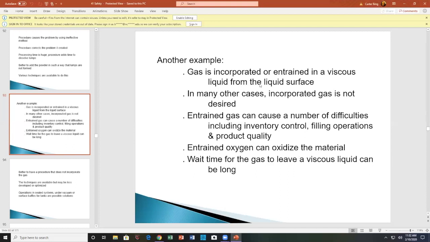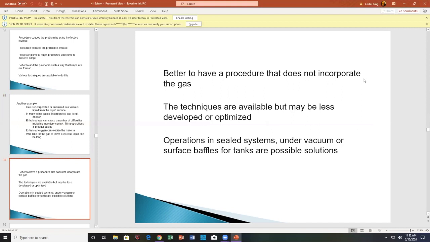So you establish the fact that you're not going to create this problem to begin with, right? So it's better to have a procedure that does not incorporate gas. Techniques are available, though they may be less developed or optimized. For example, operations in a sealed system, under vacuum, or with surface baffles. Some examples are where you can operate where you will not incorporate air into viscous liquids.